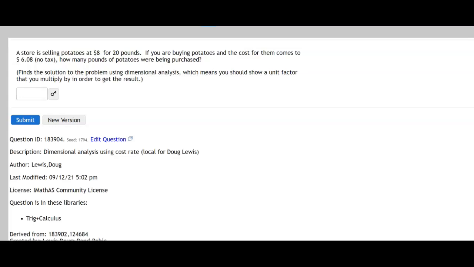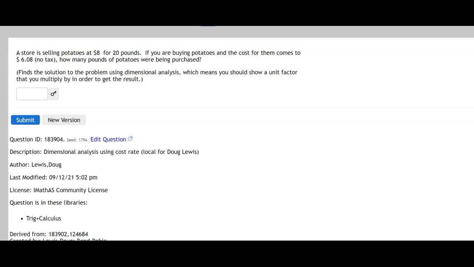Okay, here's a good example for using dimensional analysis in a cost situation. A store is selling potatoes at $8 for 20 pounds. If you are buying potatoes and the cost comes to $6.08 without tax, how many pounds of potatoes were being purchased? Find the solution to the problem using dimensional analysis.